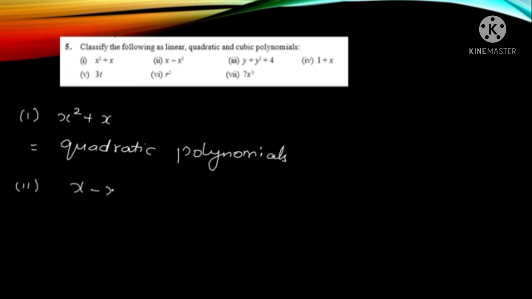So consider the degree of the polynomial. The degree is 2. So the answer is quadratic polynomial. Second one, x minus x cube. Here which is the highest degree? Highest degree is 3. So it is a cubic polynomial.